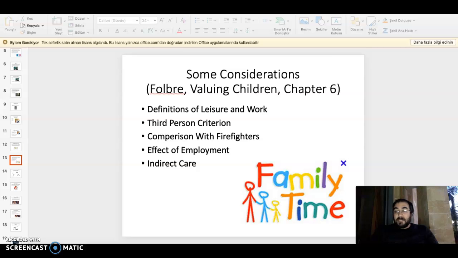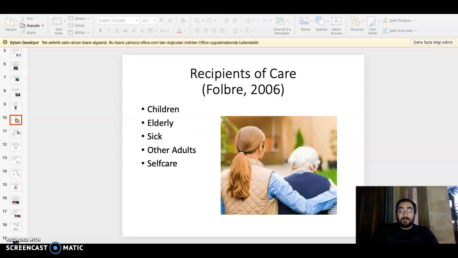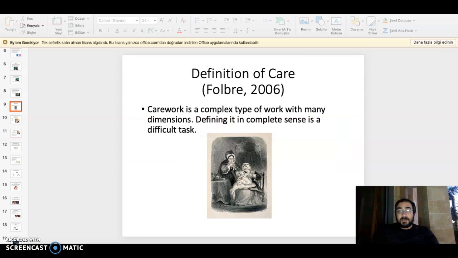Hi, welcome to the sixth part of the lecture on care work of the gender economics course. Basically, in this part, we will start looking at, not this chapter, but Folbre's article on measuring care. Actually, in the Valuing Children article, she has provided a more detailed analysis.